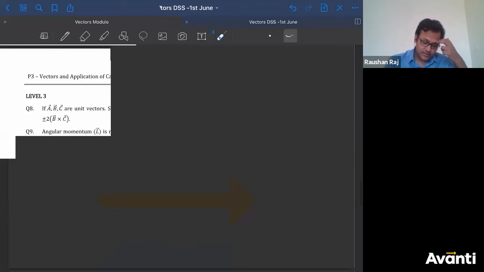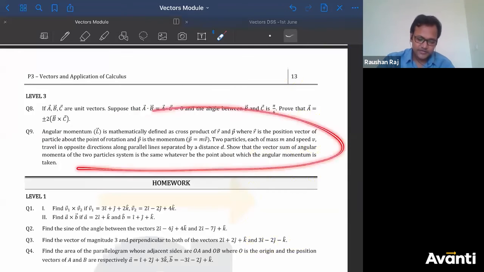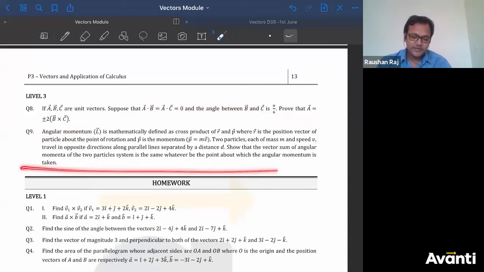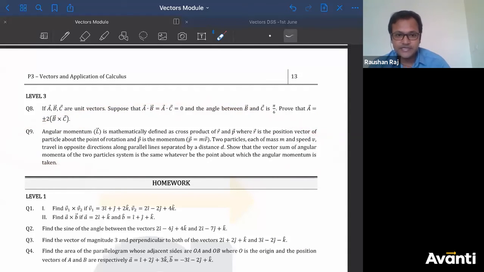Question number 9. अच्छा, ठीक है? Everybody got scared, got afraid of this particular question. Again, this is a very simple question. This concept, angular momentum, you are going to study in P7, rotational dynamics. देखो पूछा क्या है, बहुत ही आसान सवाल पूछा है.